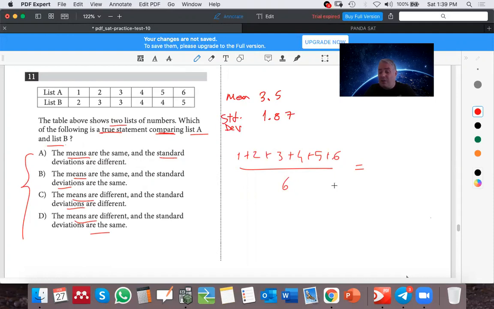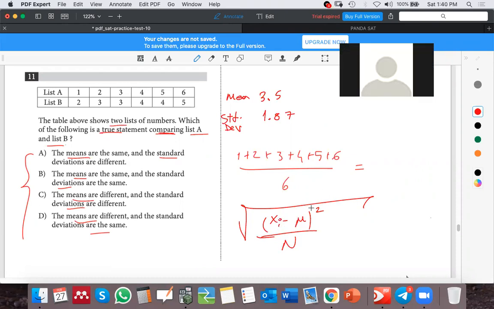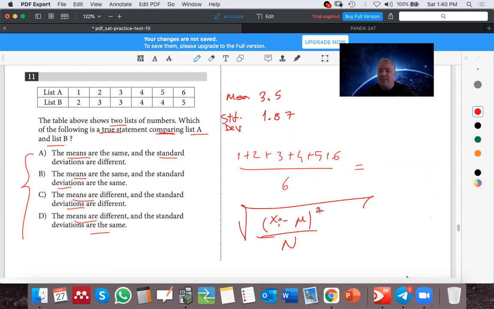You can make manual calculations. You know how to calculate the average, and the standard deviation is the square root of the sum of (x minus average) squared divided by N. But I do not prefer to use this in SAT since you will have a calculator. Use the calculator. So directly it comes out 3.5, 1.87.